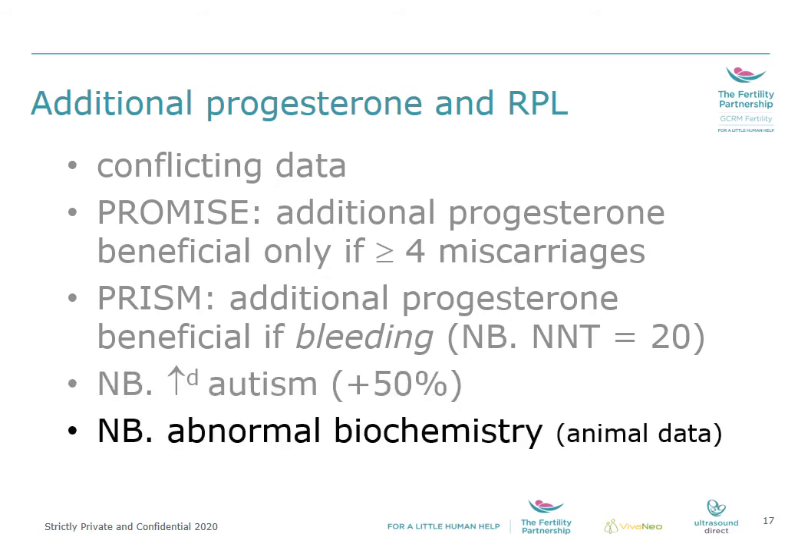And certainly in animal studies, it's shown that additional progesterone does alter the biochemistry of newborn lambs if the pregnant ewes are given progesterone, and that has potential long-term implications, particularly for the blood pressure of those lambs as they turn into adults. So progesterone is not without its own risks.